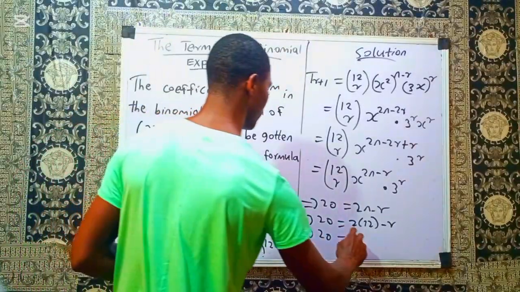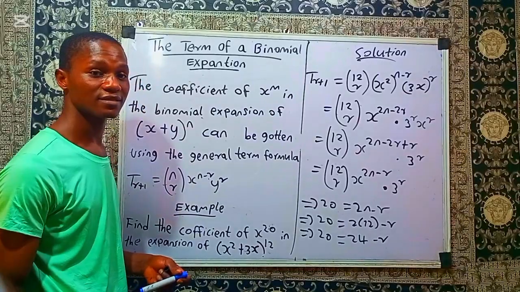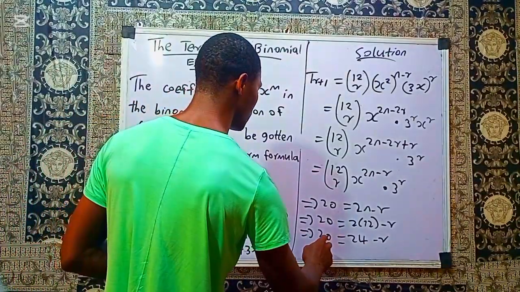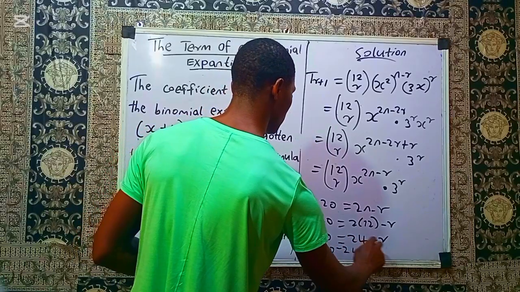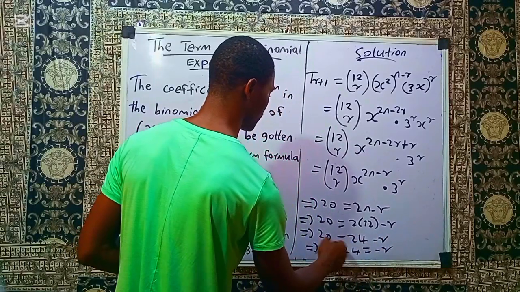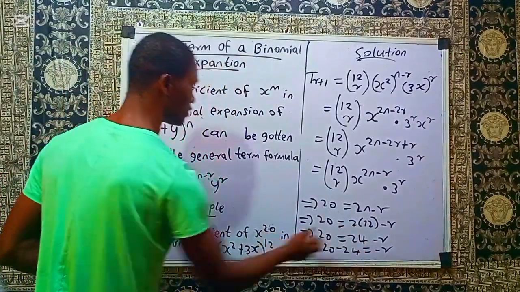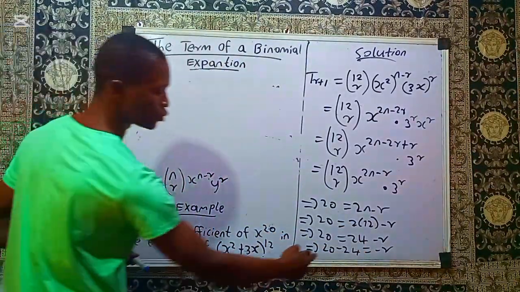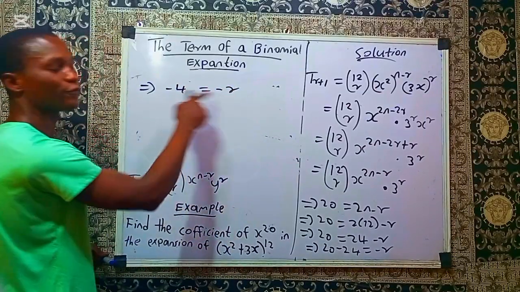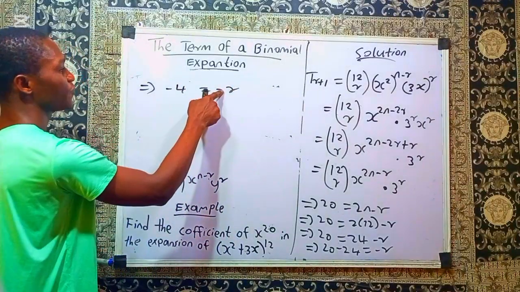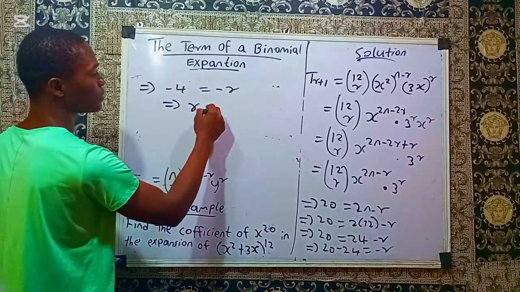2 times 12 is 24, then minus r. So you can collect 24 this side. So it implies that 20 minus 24 is equal to minus r. By simply moving 24 this side, 20 minus 24 will give you minus 4 equals minus r. If you divide both sides by the coefficient of r, which is minus 1, you are going to get that r is 4.